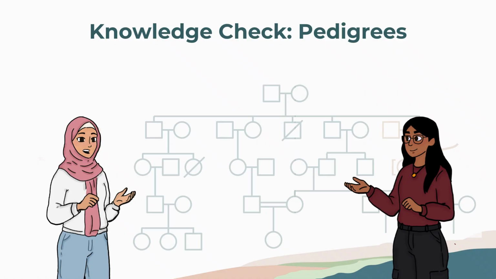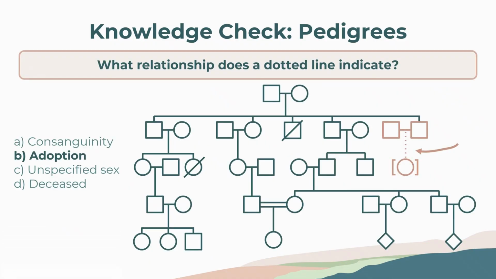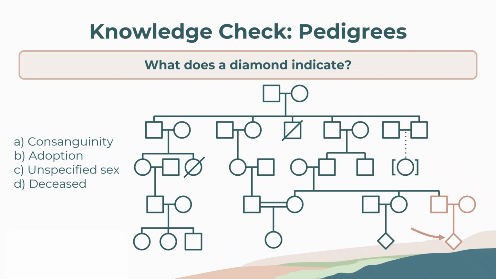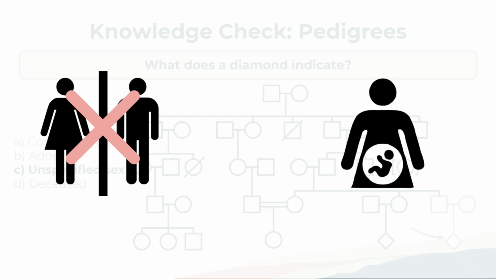Alright, let's go through some examples. What does this dotted line represent? That represents adoption, so individuals who are part of the family but don't share genetic material. Yeah, exactly. What about this diamond over here? The diamond represents unspecified sex of an individual. You might see this in cases where an individual doesn't identify as male or female. You will also see this when performing risk calculations for an unborn child with unspecified sex.